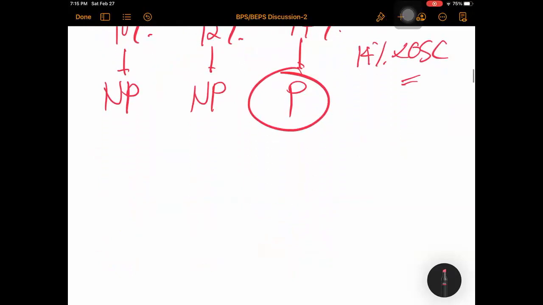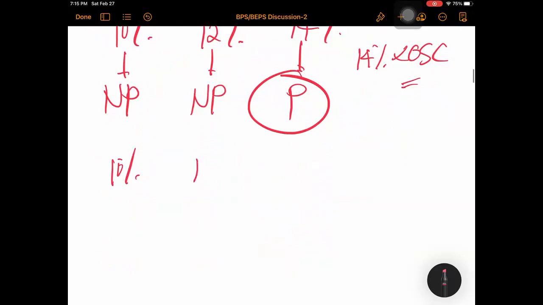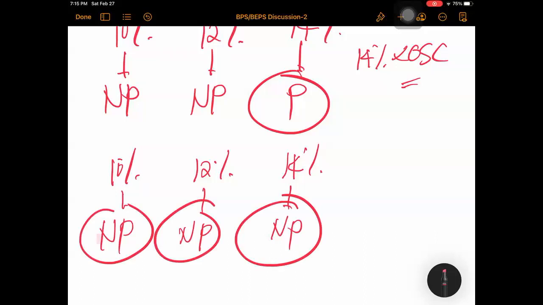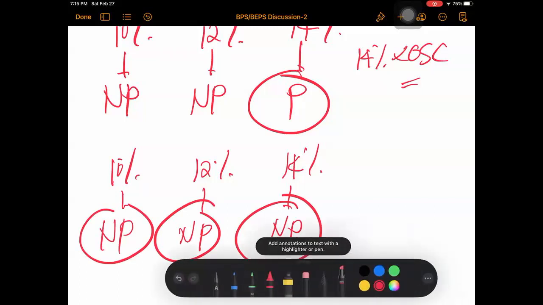Oh, another case: 10%, 12%, 14%, three preference shares. Non-participating, non-participating, non-participating. Question, is there an ordinary dividend? The answer is none, because all are non-participating. So again, there is an amount in the ordinary dividend only if there is at least one participating preference share. Okay, I hope that is clear.